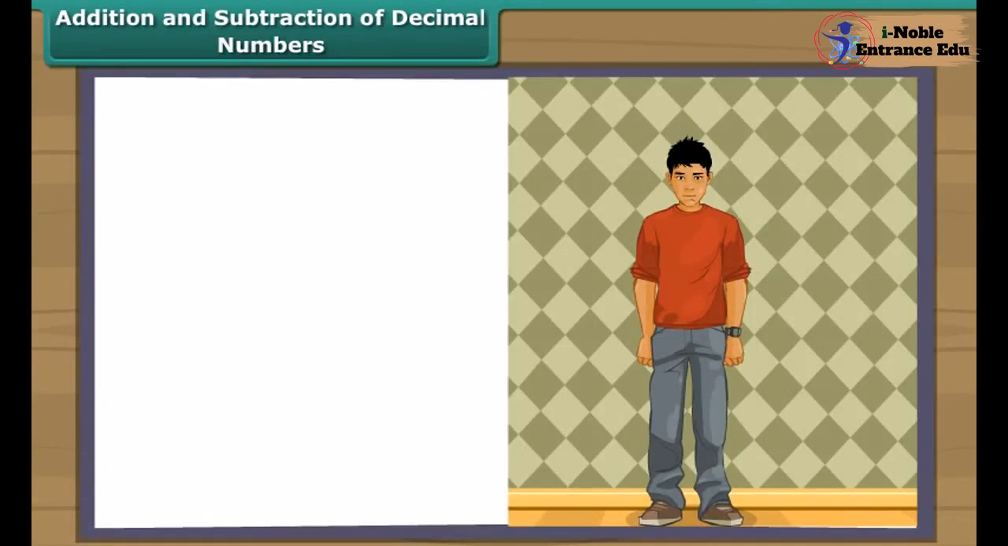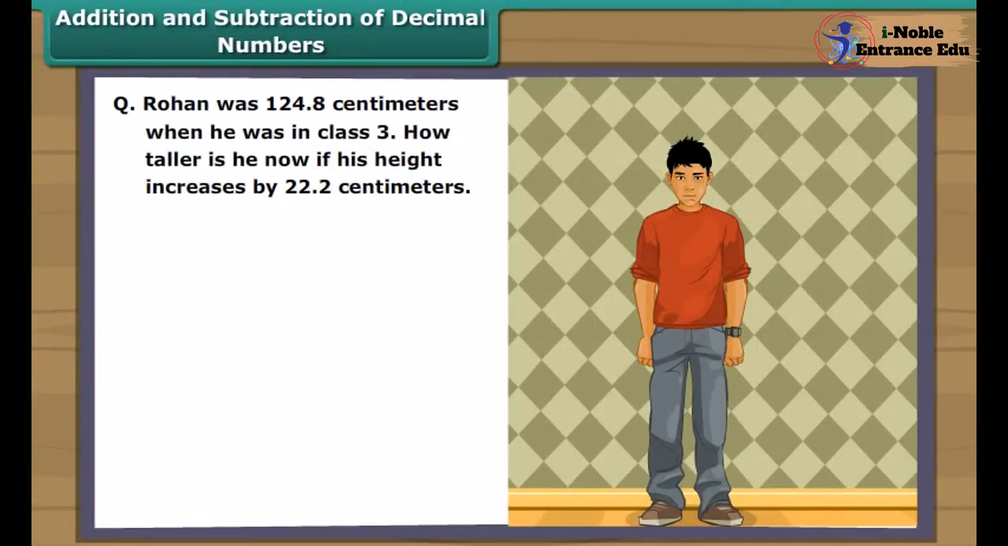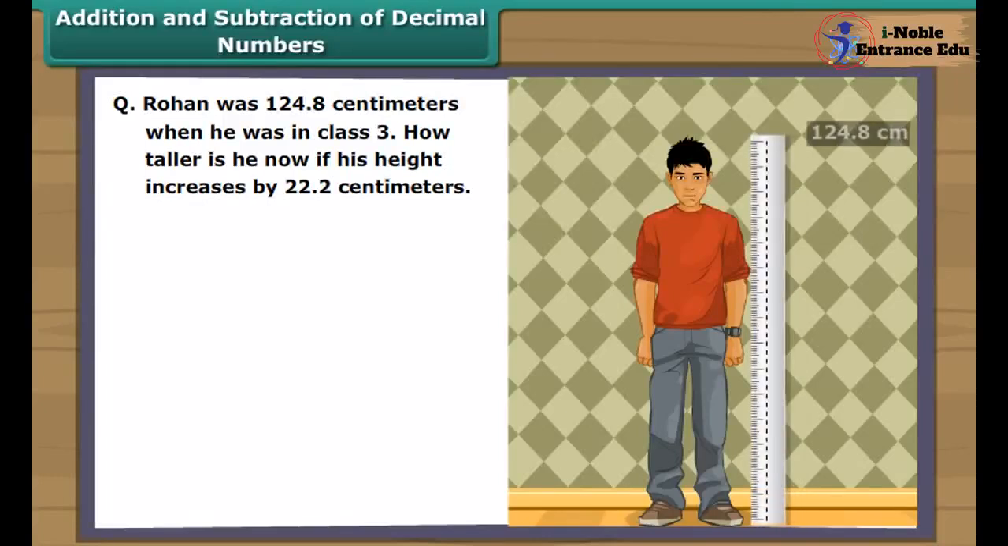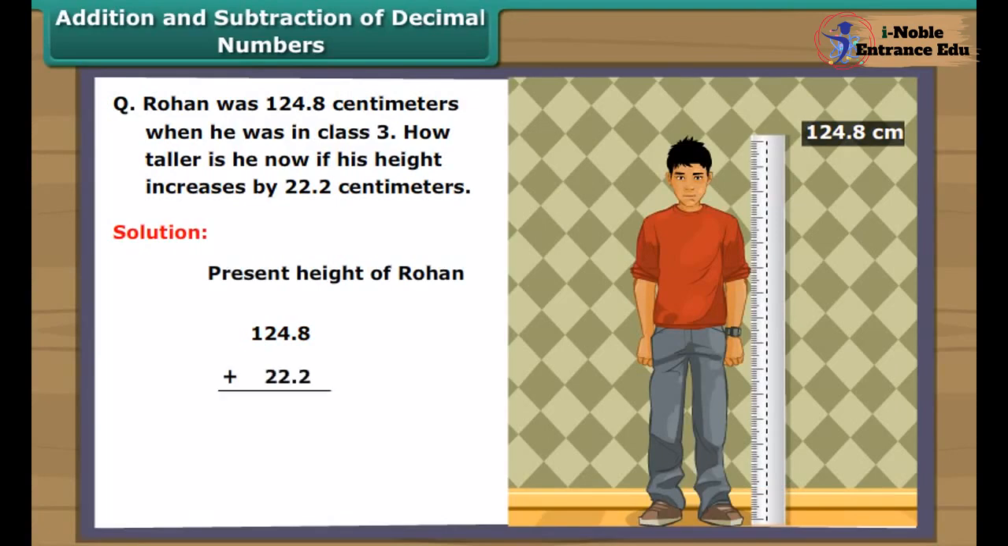Addition and subtraction of decimal numbers. Rohan was 124.8 centimeters when he was in class 3. How much taller is he now if his height increases by 22.2 centimeters? The height of Rohan is equal to 124.8 centimeters plus 22.2 centimeters. Remember, while adding the numbers, the decimal point of another number lies exactly below that of first number.